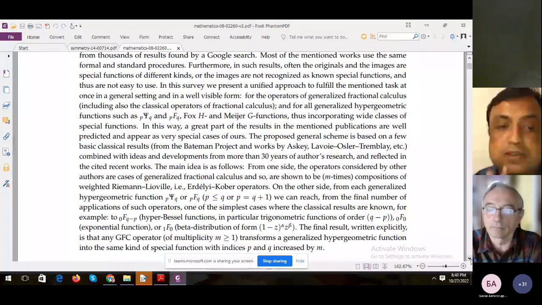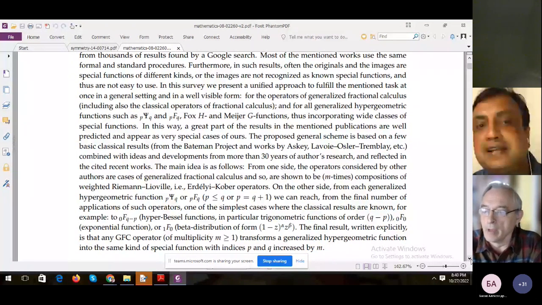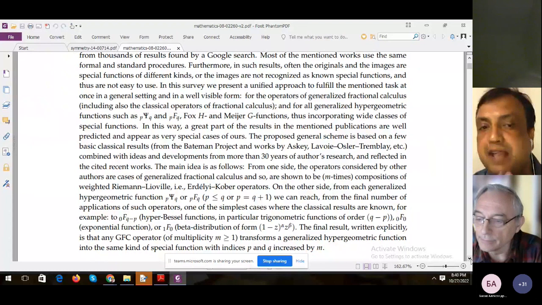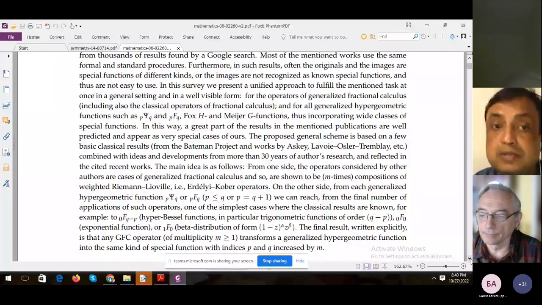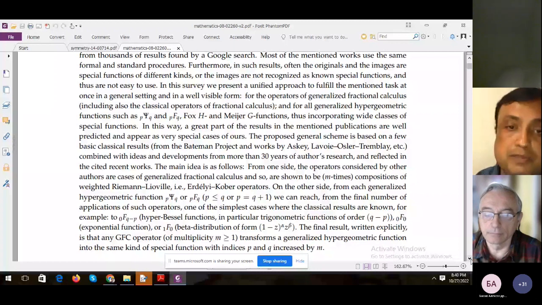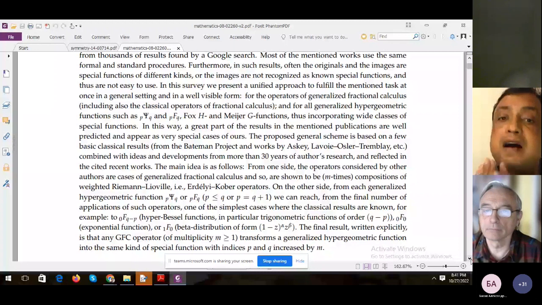So you can see that in her paper, Professor Kiryakova clearly mentioned that there are several generalizations of the hypergeometric functions available, but those directly related are the Wright hypergeometric function, Gauss hypergeometric function, and Fox's H and Meijer G functions, which are the only acceptable ones. So that means these five functions are very, very important.